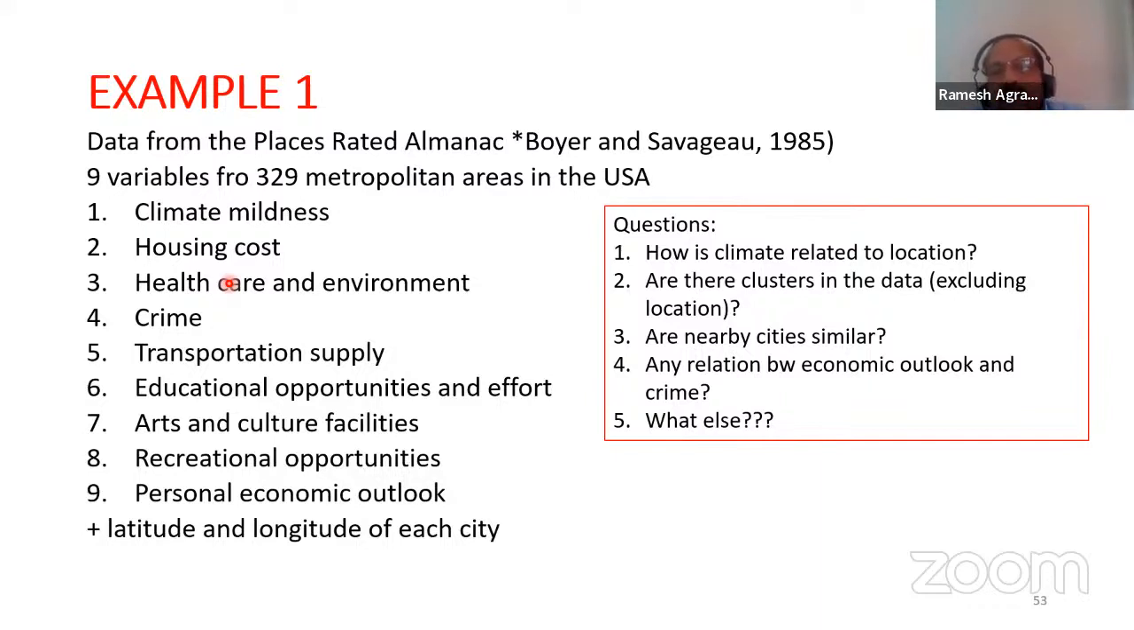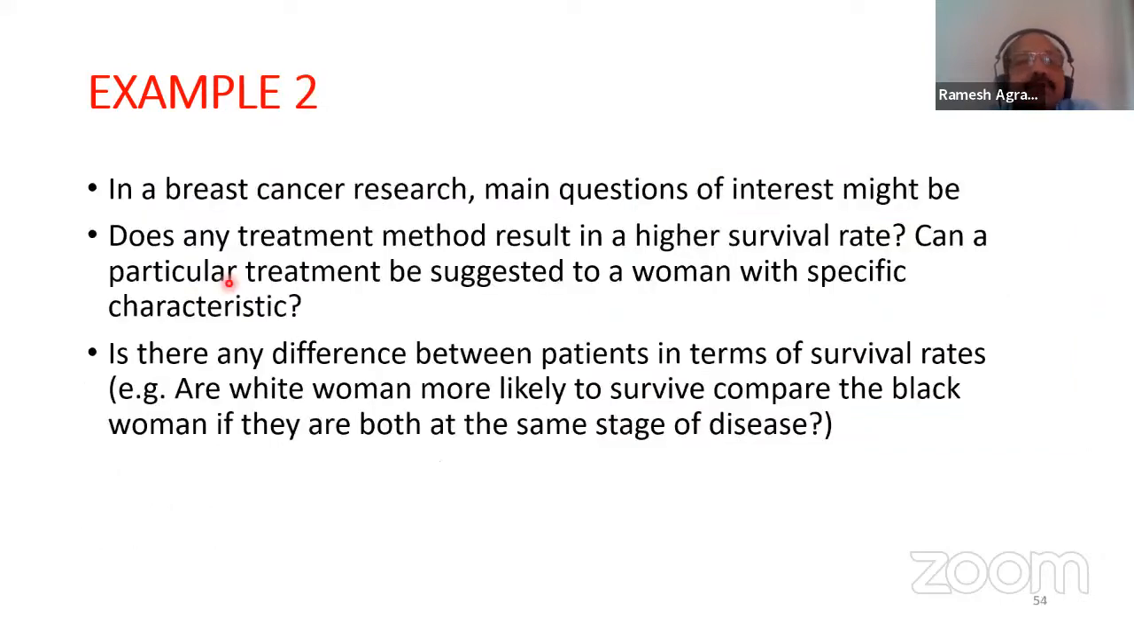So let's say one relationship, what we can do: is there any relationship between economic outlook and crime? And similarly, you can think about other questions. And then based on this, you will use different kinds of summarized and graphical tools for analyzing the data.